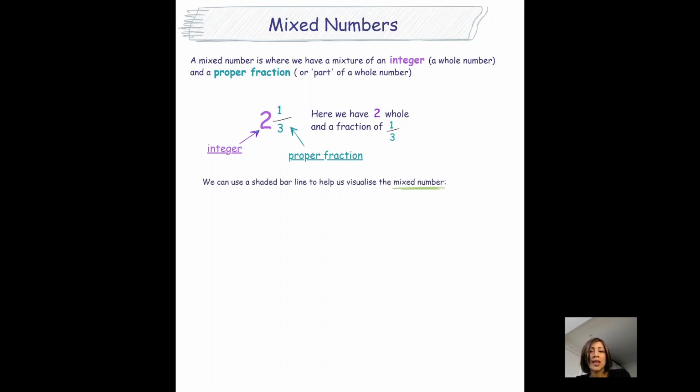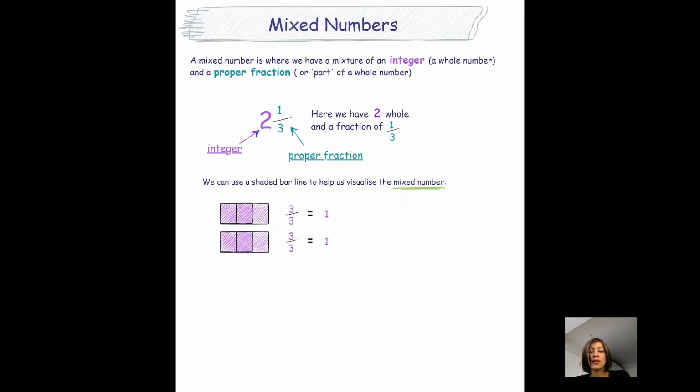We can use a shaded bar line to help us visualize the mixed number. So let's have a look. We have a bar here split into 3 equal pieces, and it's shaded. All 3 of them are shaded. So we have 3 out of 3, or 3/3, which are shaded, and 3/3 is the same as 1. It is equivalent to 1.